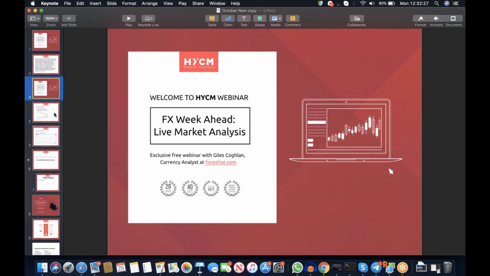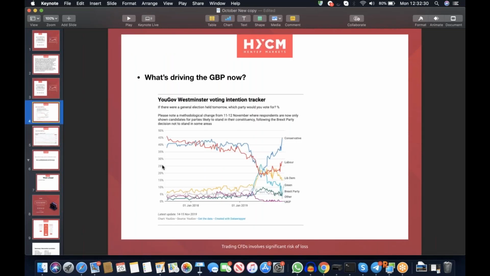Now, the first thing I wanted to draw attention to is the pound and what's driving it right now. The pound is being moved at the moment by political polls, and a poll is simply a look ahead at how people are expected to vote. This is the last YouGov poll we have, and on it we can see the Conservatives were around 45%, Labour just under 30%, and so on. What's been supporting the pound recently has been this Conservative majority.